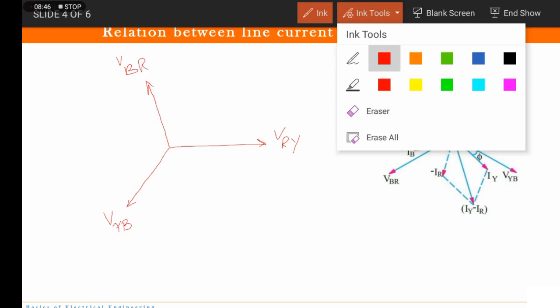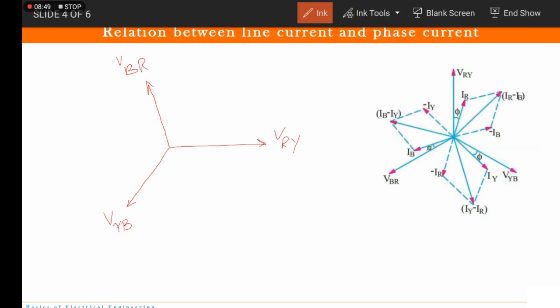Again, we will assume the load to be inductive. So we will have the currents which are lagging currents. So this is VRY and the phase difference is phi. Correct? Similarly, here again we will have current IYB. Again phase difference is phi. This will be lagging. Correct? And then lastly we will have a current IBR with phase difference phi.